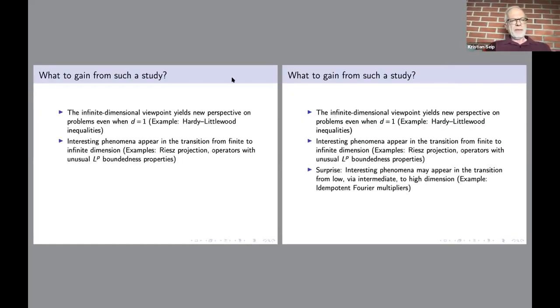The second thing is that there are interesting phenomena appearing in the transition from finite to infinite dimension, and this is revealed, I would say, when we look at these contractive inequalities. And then there is a surprise, and it certainly was a surprise to us when we studied it, that even interesting phenomena may appear in the transition from low via intermediate to high dimension. The example that we will look at is a study of so-called idempotent Fourier multipliers.